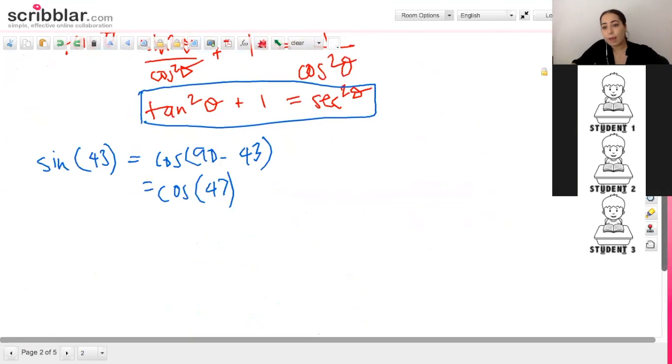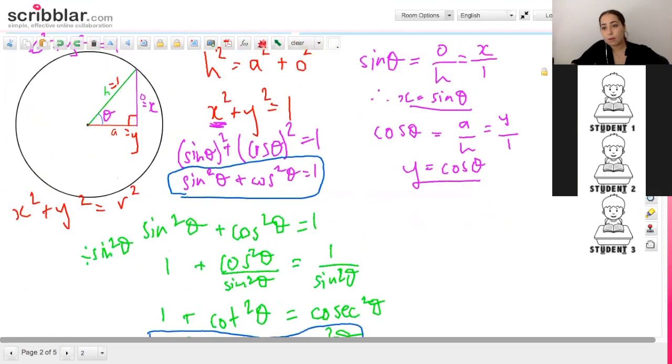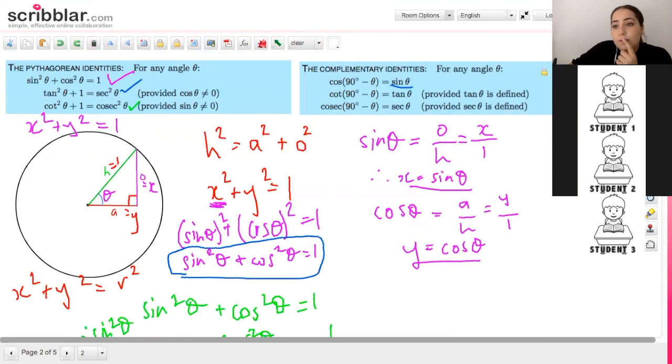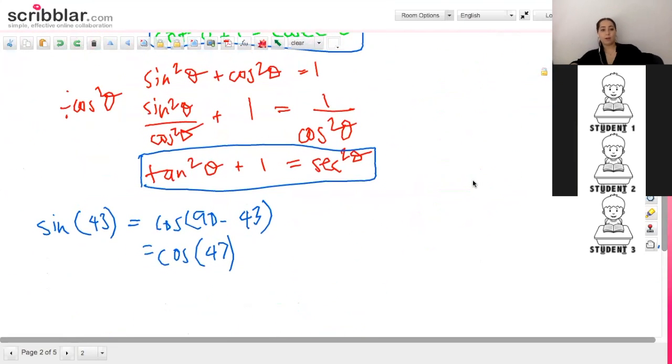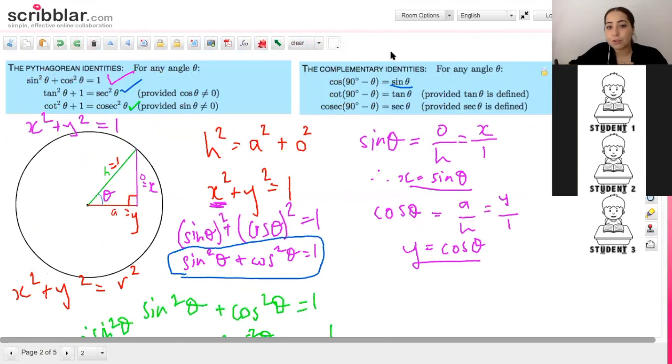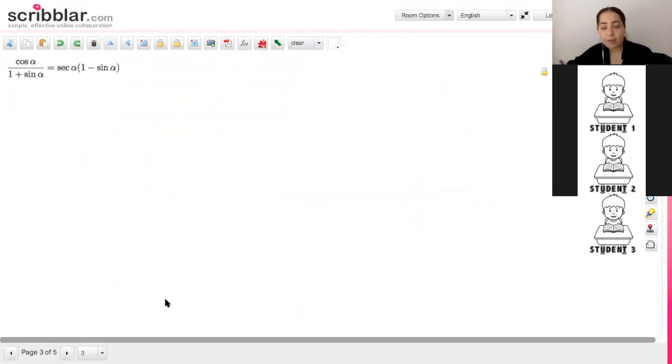So does that mean that the complementary angle of sine 43, I think it was, is cos 47? Yeah, that's right. Oh, okay. And then the rest are true for cot and cosec and so forth. Everyone okay with that so far? Yeah.